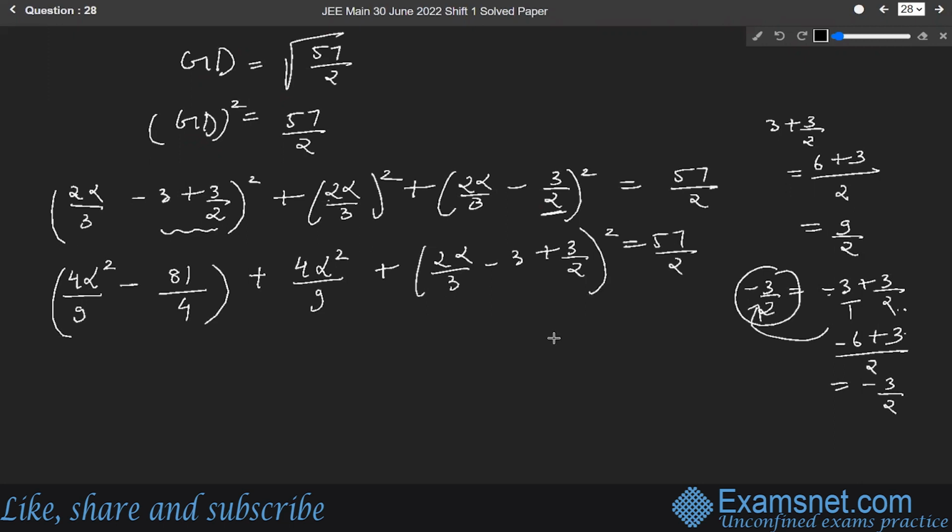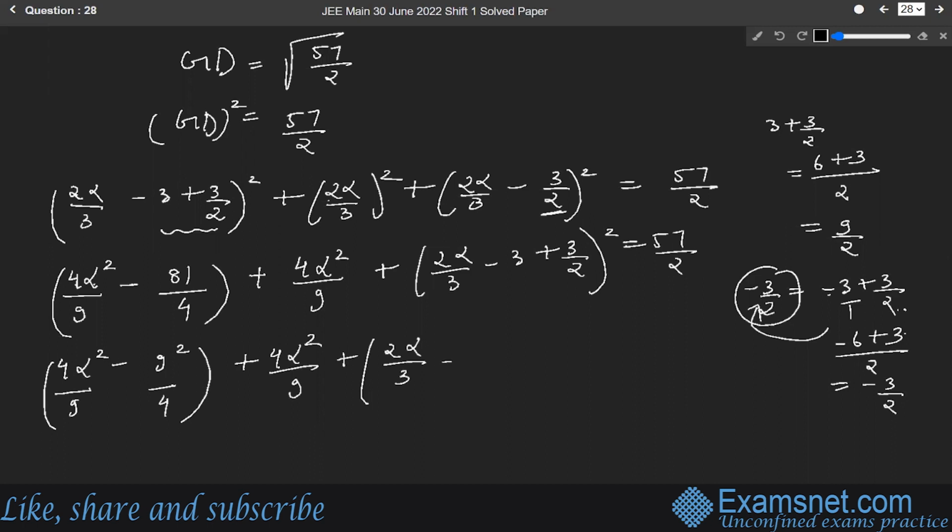Right? Now what we can do is, you can see that we have 4 alpha square. And here 81. What is 81? It is actually the square of 9. Okay. It means that it can be written as 9 square. So let us write it 4 alpha square minus 9 square. And here the denominator is 9 and here the denominator is 4. Right? Plus 4 alpha square divided by 9 plus 2 alpha by 3 minus again 3 plus 3 by 2. 3 plus 3 by 2 is 9 by 2. And what is the square of 9 by 2?